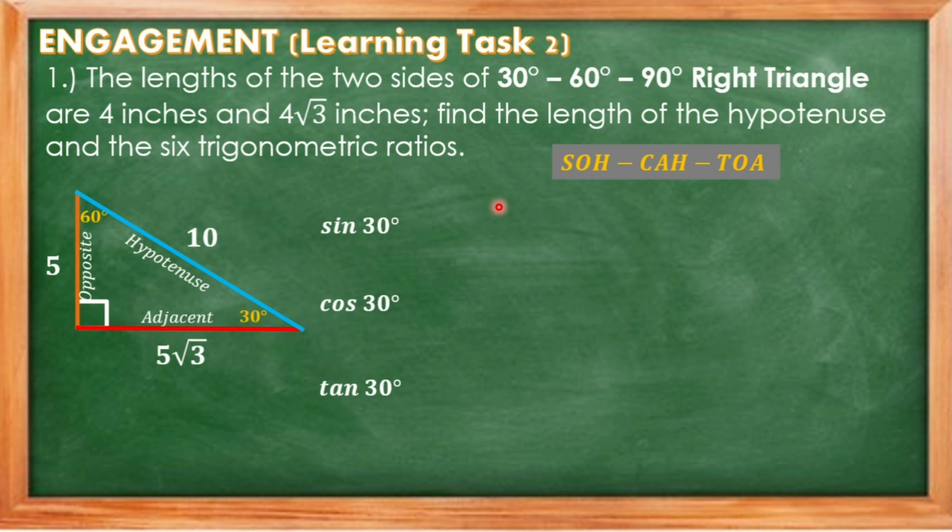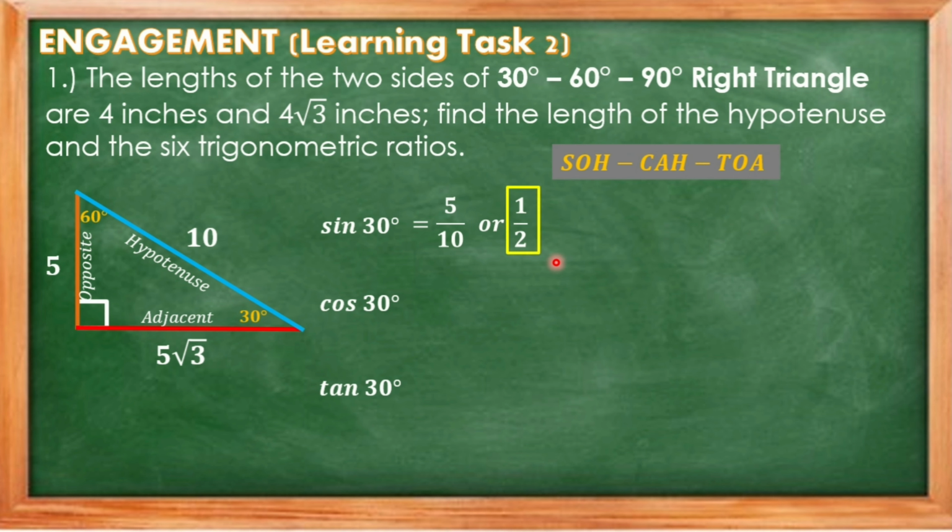Okay, so for sine 30 degrees, so opposite over hypotenuse. So ang opposite natin ay 5, hypotenuse natin ay 10. So we have 5 over 10. So pwede pa natin ito simplify. And that is equal to 1 half. Sine 30 degrees natin is 1 half.